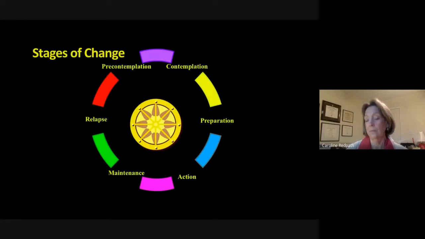In action, they're actually doing a behavior. In maintenance, they're continuing that pro-health behavior. Relapse, they go back to the initial, what we'd call problem behavior.